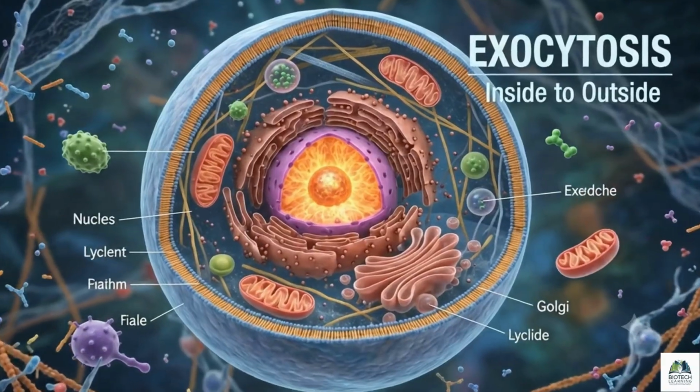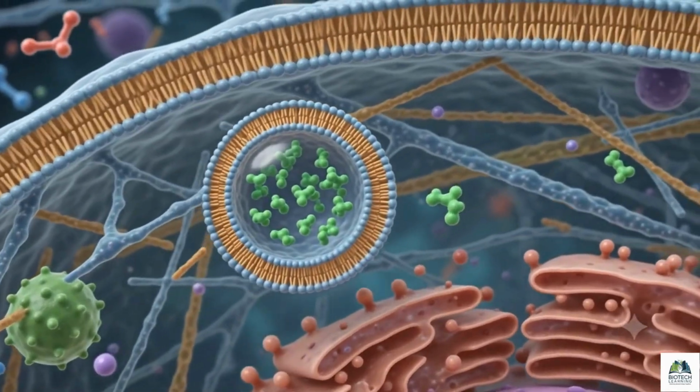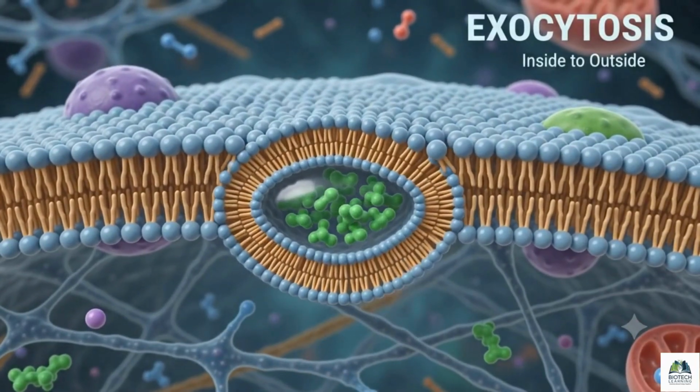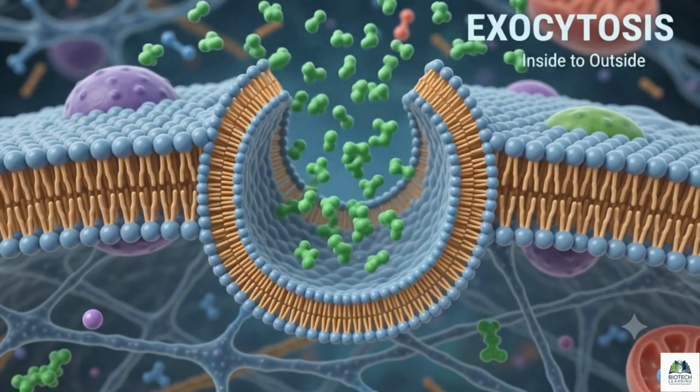The opposite process is exocytosis. Here, an intracellular vesicle moves toward the plasma membrane and fuses with it. The vesicle releases its contents outside the cell.